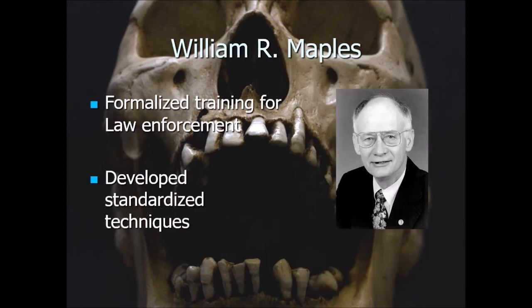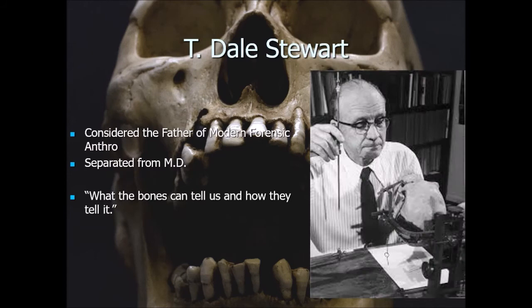This went on with William Maples. Bill Maples was kind of, if Krogman was the beginning person that started this, Bill Maples made it make sense. He standardized it. He formalized training for law enforcement and said, look, this is the way everybody has to do it so that when somebody in Louisiana looks up somebody who did the same thing in Georgia, now they're standardized. They're looking at the same thing. That was huge. Much of what Maples was doing was based on Krogman's study and writing.